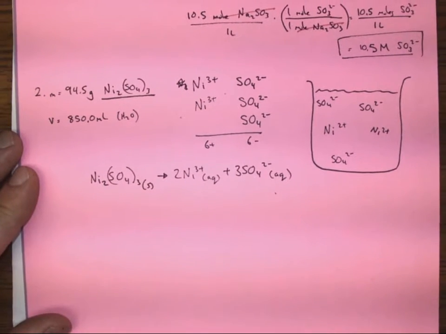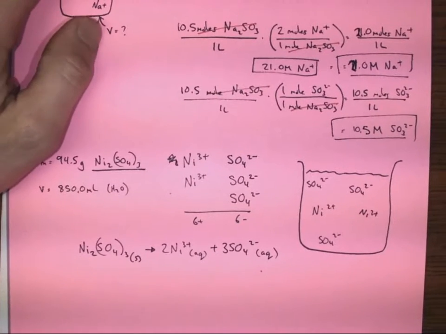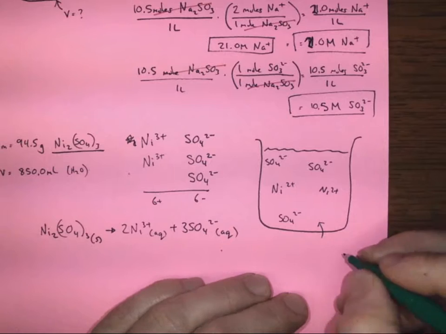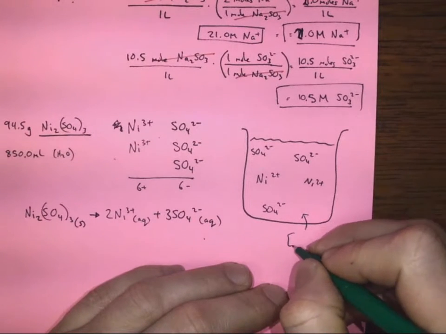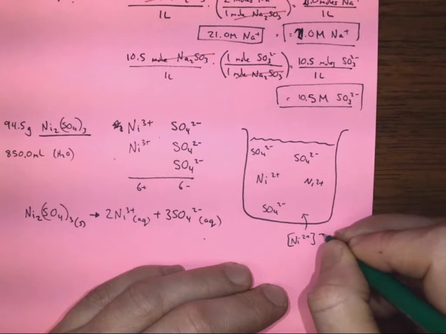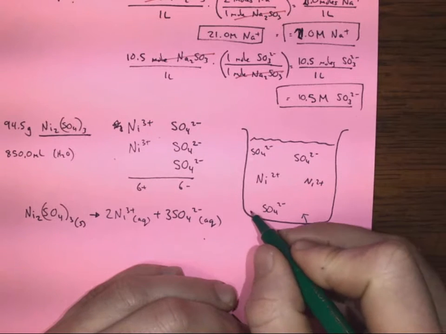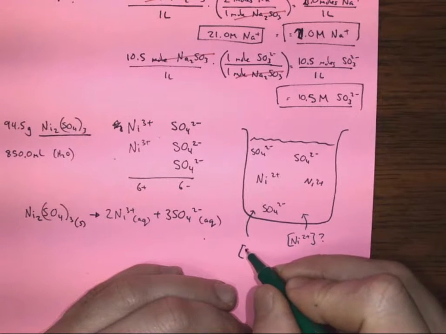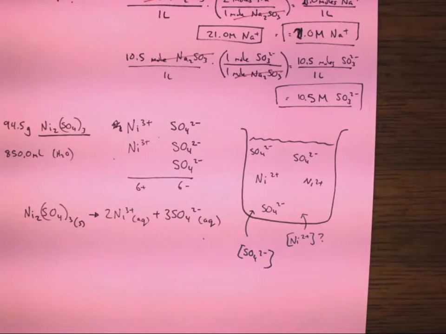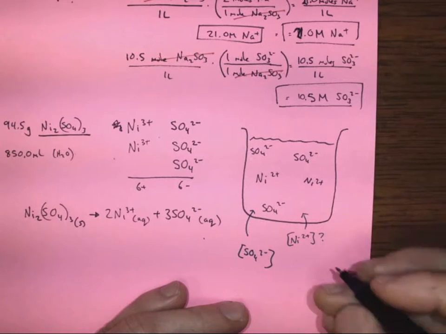Now, what are we asked for again? We're asked for the concentration. What's the concentration of nickel 2 plus? What's the concentration of sulfate? Oh, 2 plus? 3 plus. I don't know where I got 2 from. 3.